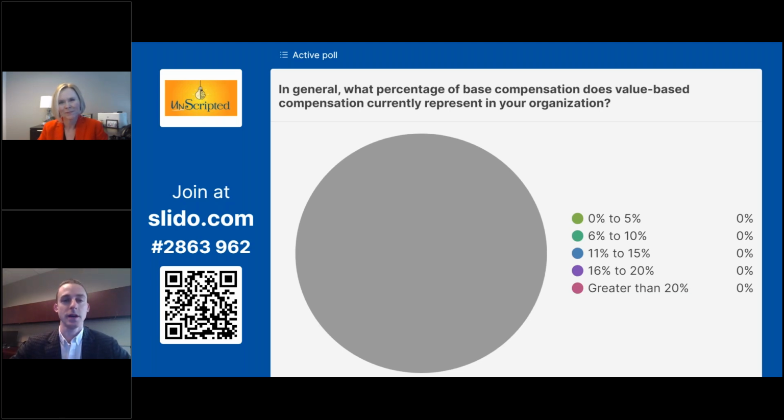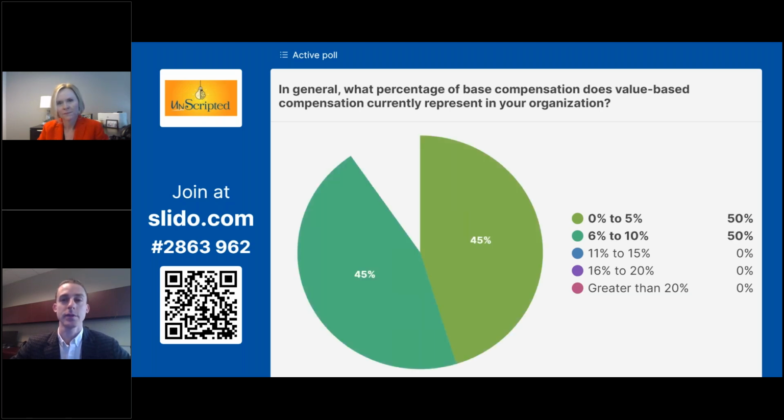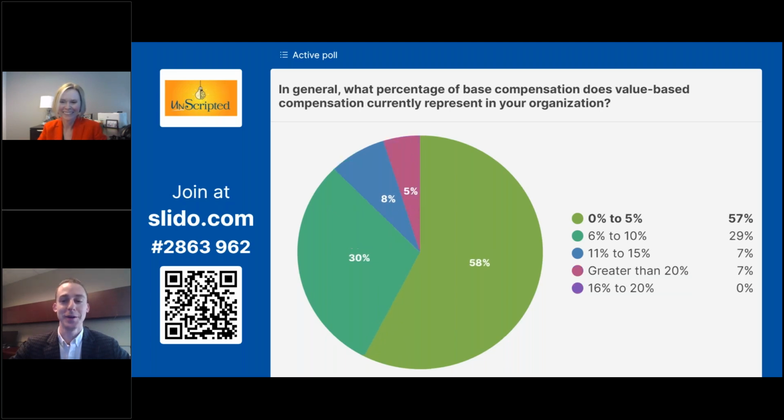Thank you. So this one, in general, what percentage of base compensation does value-based compensation currently represent? This is similar to a question that we asked previously, so I'll be interested to see if the results are the same. We specified base compensation here, so if you're doing the math, make sure to use that. And if you're like me, you're probably doing the math in your head and then also on your calculator to make sure that you don't put in the wrong answer, and then calculating it again because you're afraid you've fat fingered something on the calculator on your phone to figure out the percentage.